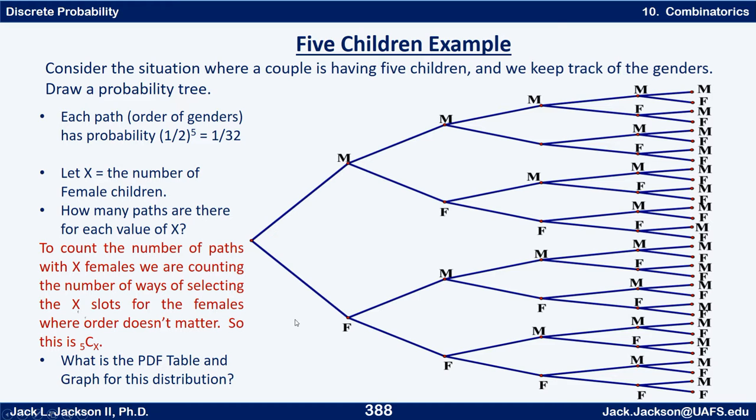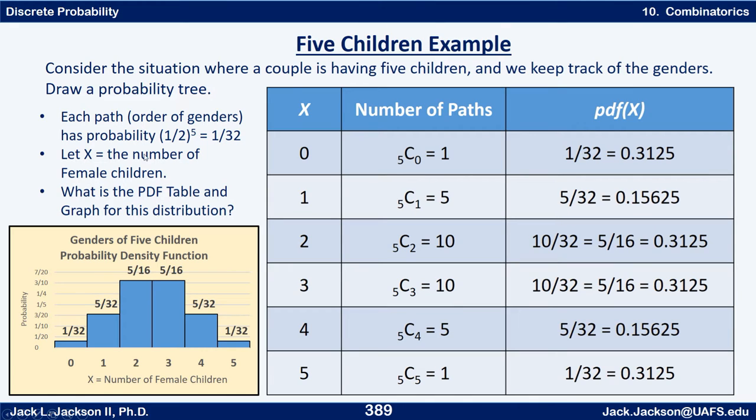Okay, so if we're counting the number of females, x, we're counting the number of ways of selecting the x slots, first child, second child, third child, fourth child, or fifth child. The x slots that have females in them. At this point, we don't really care. Once the slots are picked, like the first child, third child, and fourth child, they're all the same if they've got all f's in them. So it turns out to be just 5 choose x. And so the PDF table and graph looks like this.